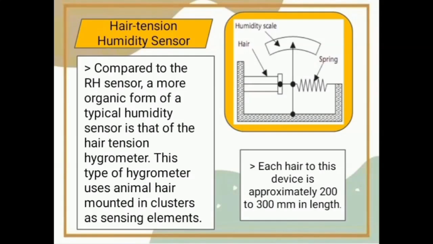In response to changes in humidity, the hair expands or contracts, which displaces the movement of a hook. The movement of each hair is magnified, and it provides an accurate and linear measurement of relative humidity, RH, over 0 to 100%.